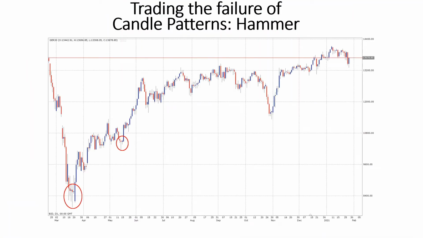Hammer candles are great and often precede major rallies, as you can see in these examples. But what about the occasions when the hammers fail? Can we turn these failures to our advantage and trade it short? The answer, of course, is yes, we can, and there are very specific ways to do that.